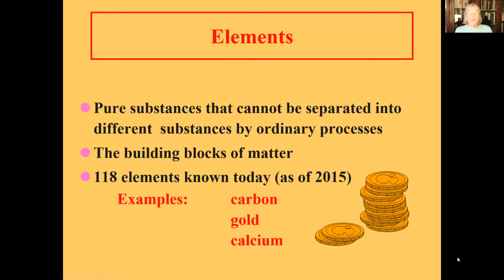So the elements are pure substances that cannot be separated into different substances by ordinary processes. They're the building blocks of matter. And as of 2015, we have 118 elements on the periodic table. I have to keep adding symbols to the periodic table in the front of our classroom.